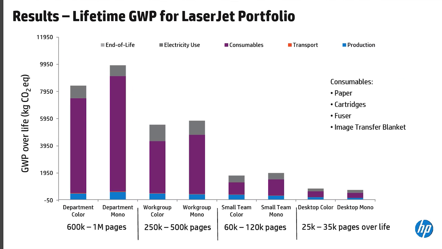But here's where it really was valuable to us. If we look over our entire portfolio, in the case of LaserJet printers, what we found is pretty much what we expected. Over the life of the product, those printers that print a lot, basically the ones on the far left of this graph, have the highest environmental impact, and the ones on the far right have the lowest.